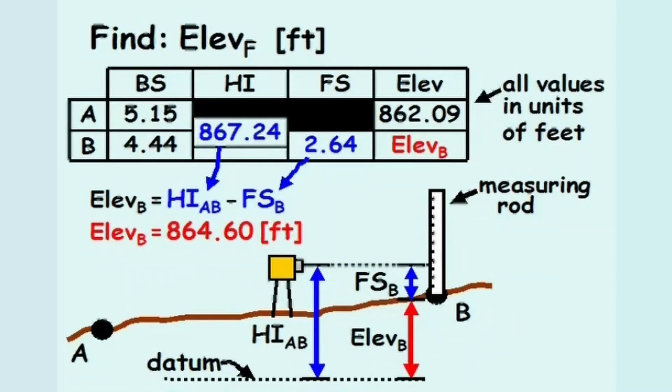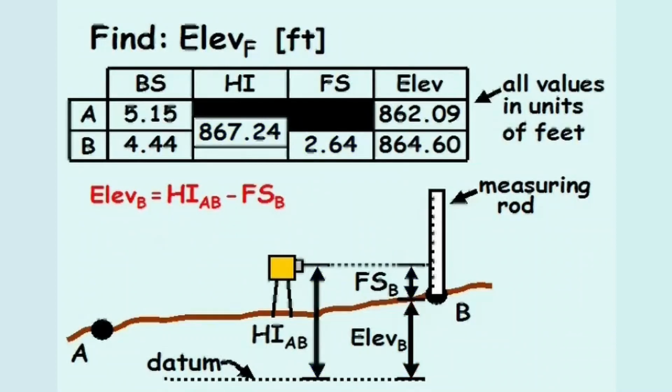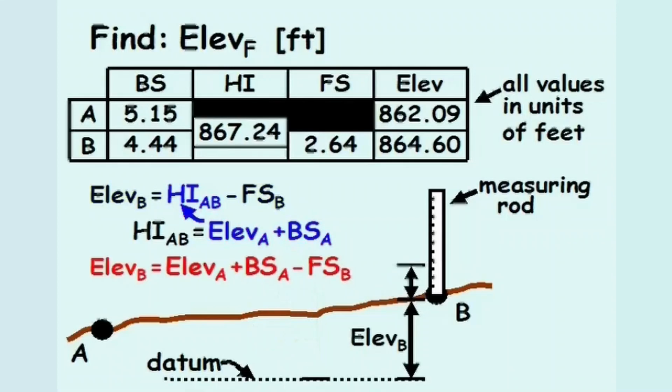Looking over our equations, the elevation at point B equals the height of the instrument minus the foresight reading. But previously, we already solved for the height of the instrument as the elevation at point A plus the backsite reading to point A. Substituting in the height of the instrument, we can equate the elevation of point B to the elevation at point A plus the backsite to point A minus the foresight to point B.